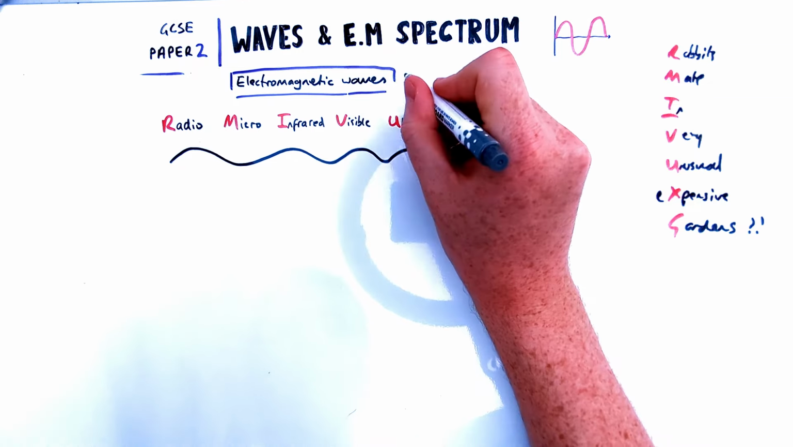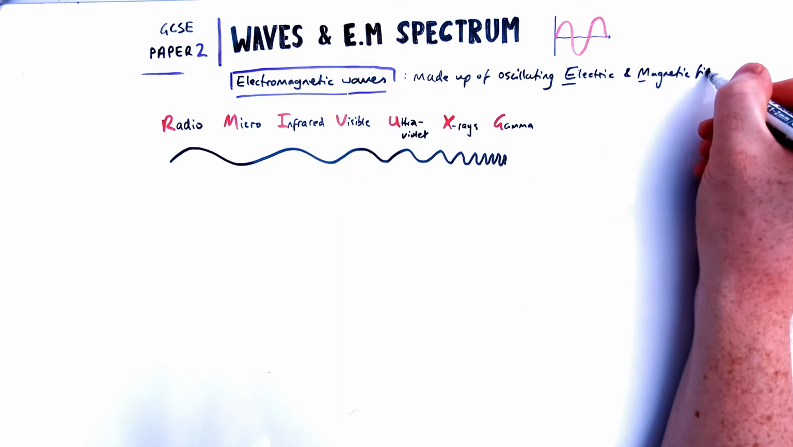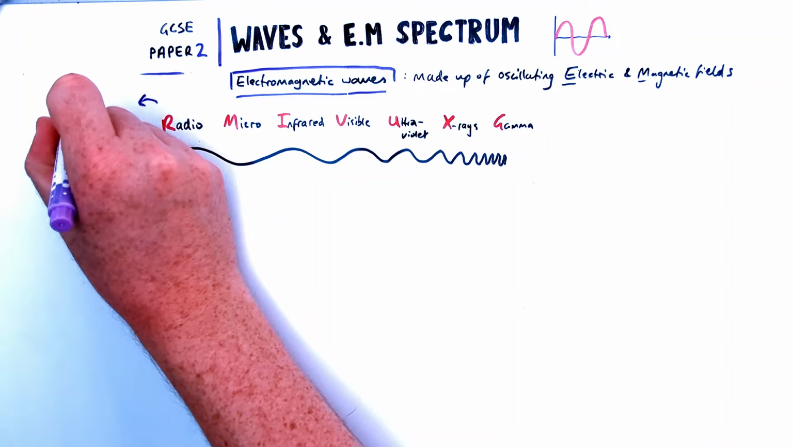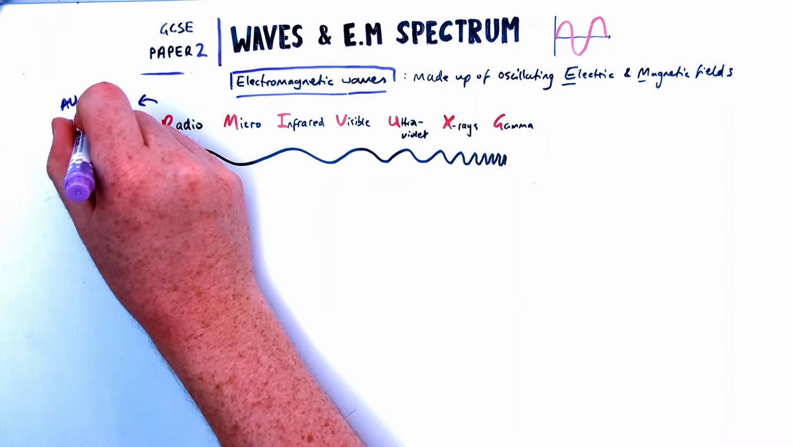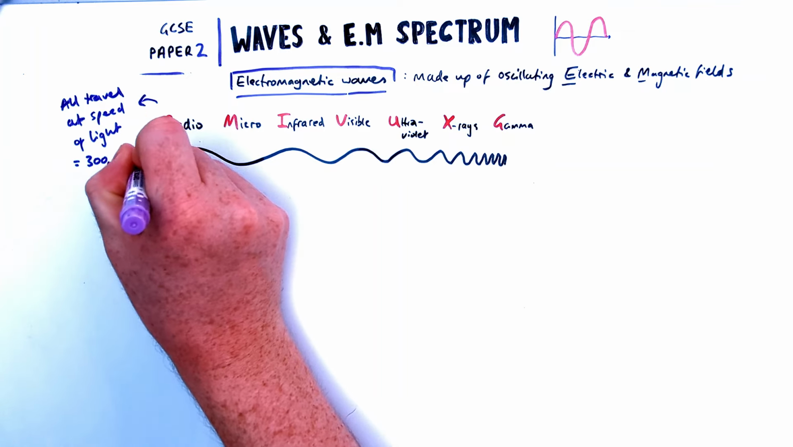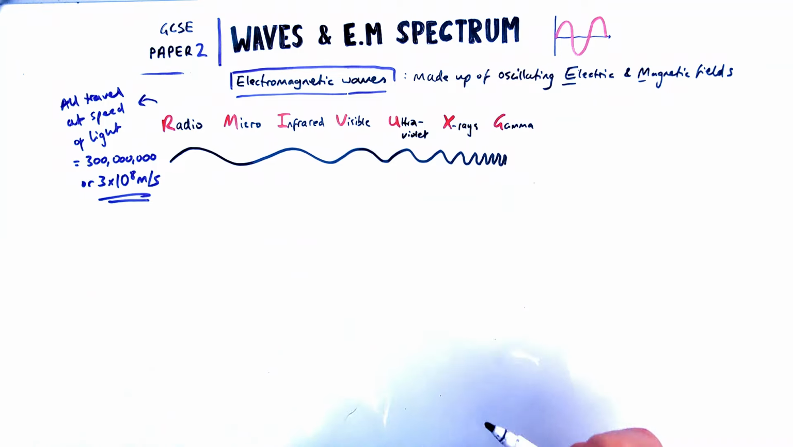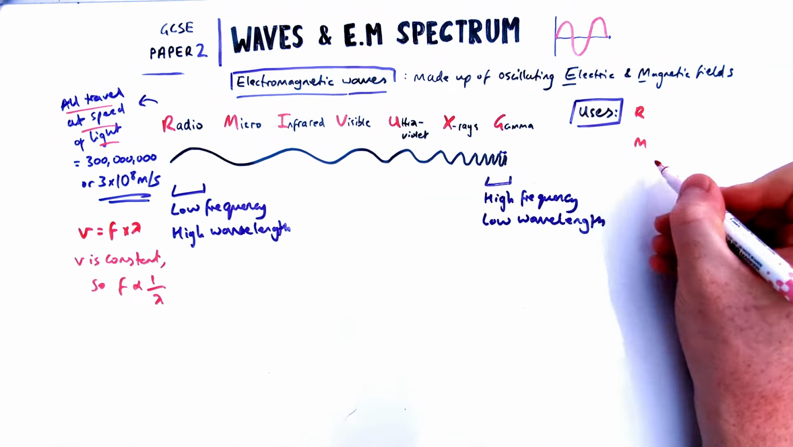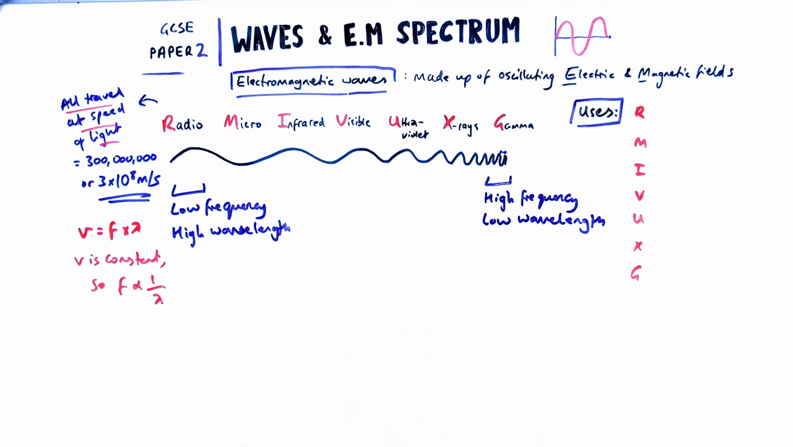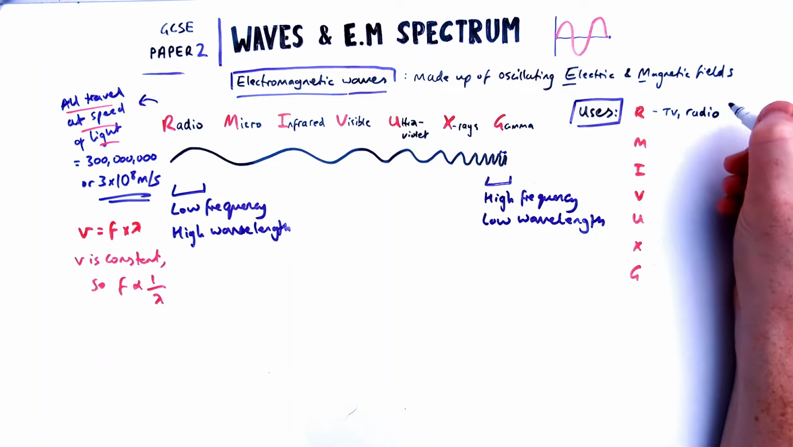Now, electromagnetic waves are made up of oscillating electric and magnetic fields. You're unlikely to find a question on that, but a lot of people ask me, well, what causes them? It's oscillations, but it's in these electric and magnetic fields. Something you could get asked about is what speed they travel at. So they all travel at the speed of light, or visible light, which is 300 million meters per second, or 3 times 10 to the power 8 meters per second. Obviously very, very fast.